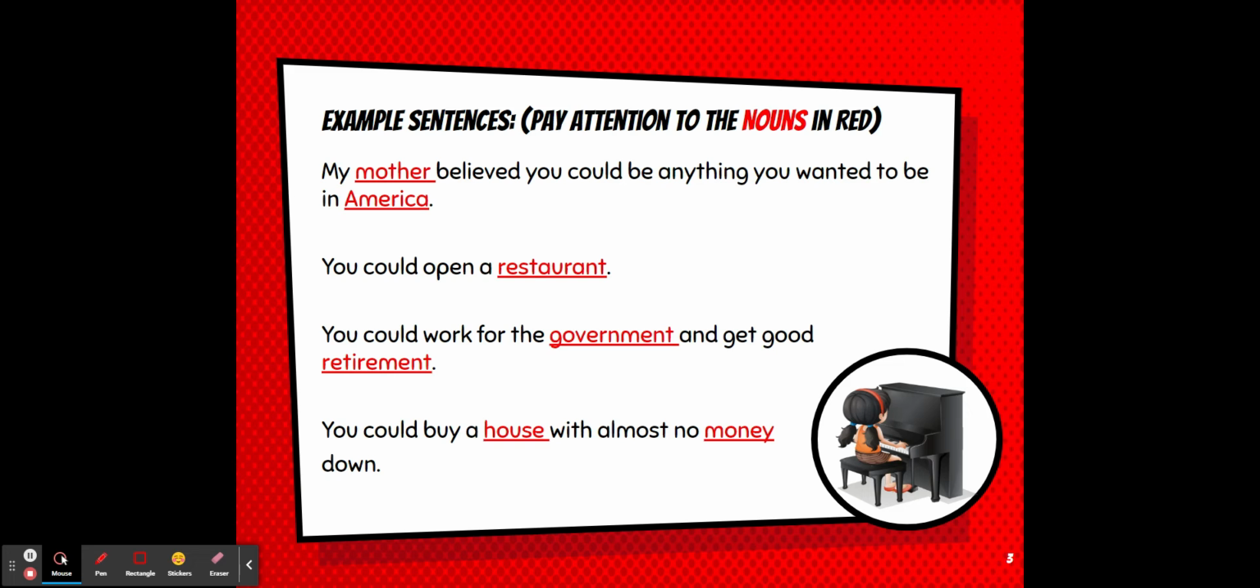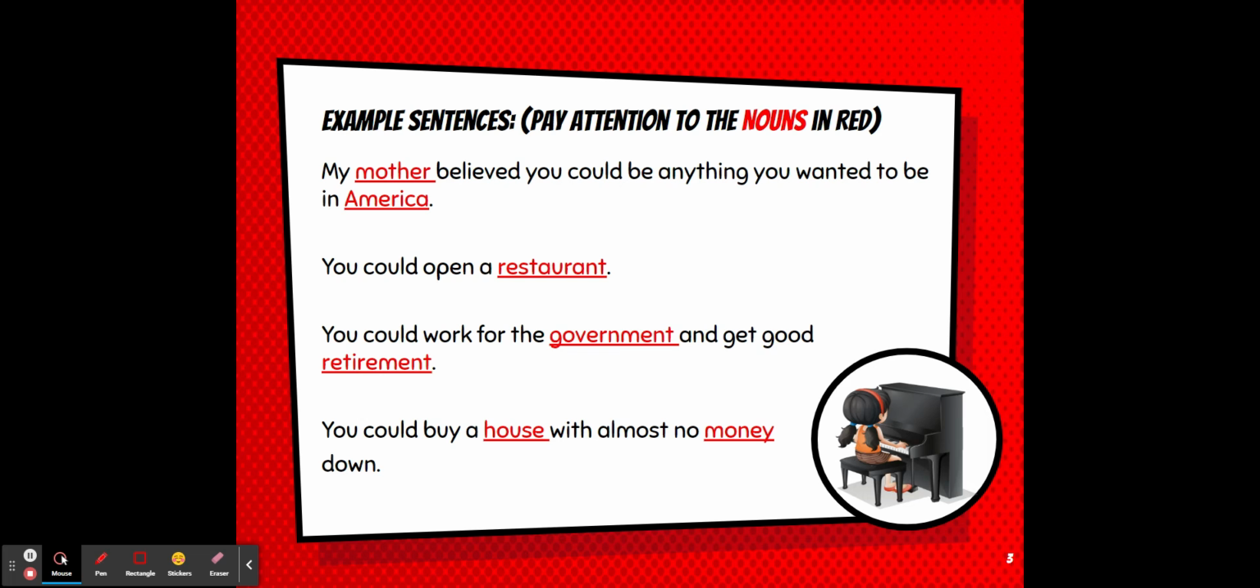My mother believed you could be anything you wanted to be in America. Mother is a noun that's a person. America is a noun that's a place. Second sentence. You could open a restaurant. Restaurant is a noun that's a place.